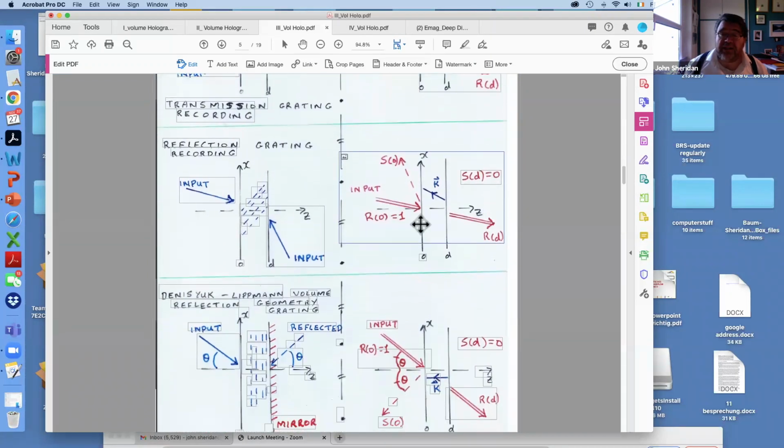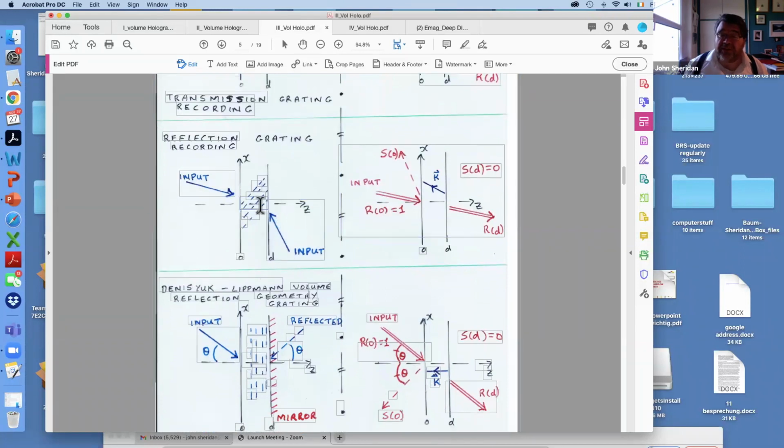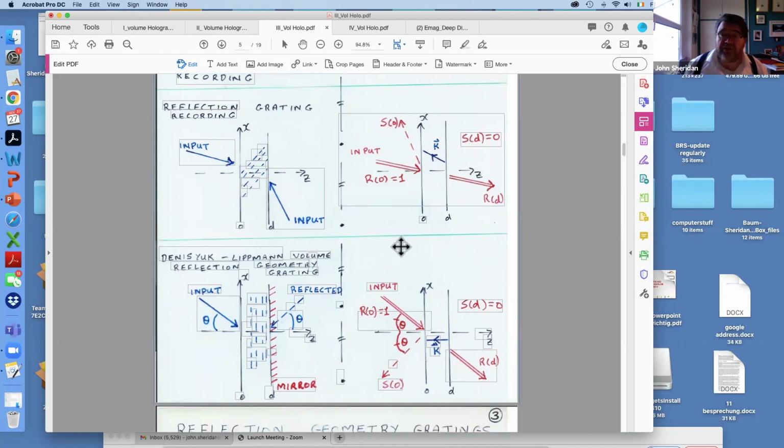And in the reflection case, we have our two beams coming from opposite sides, and we end up with slanted fringes like this. And again, if we replay, we now have a diffracted beam and we have a transmitted beam. And in this case, these are our boundary conditions. This is 1, this is what we want to find out. This is equal to R at D, and S at D is equal to 0. We have nothing coming out here because it's a reflection geometry.